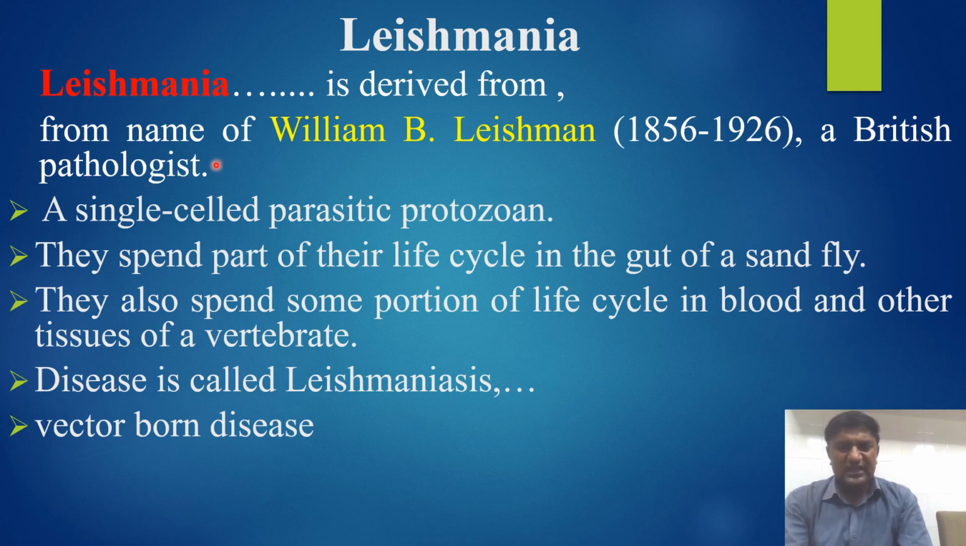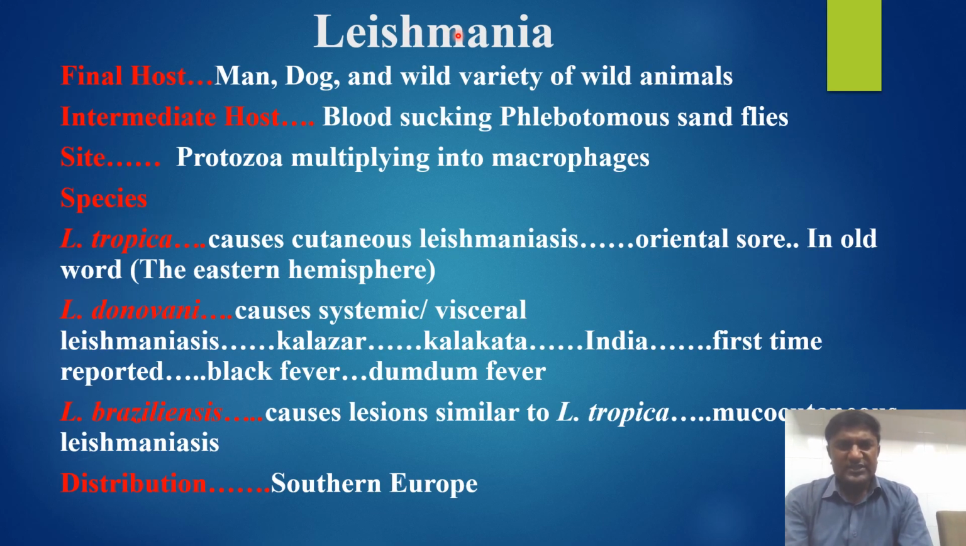What is Leishmania? It is a single-celled parasitic protozoan, and they spend a part of their life cycle in the gut of a sandfly, and some portion of the life cycle in the blood and other tissues of a vertebrate. The disease is called leishmaniasis. This is a vector-borne disease. The final hosts are man, dog, and a wide variety of wild animals. The intermediate host is the blood-sucking Phlebotomus sandfly.